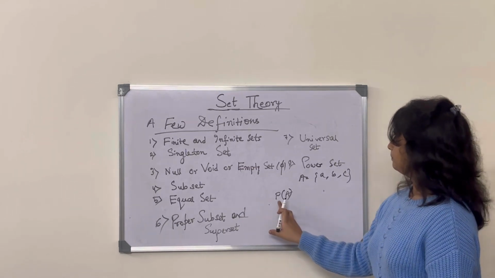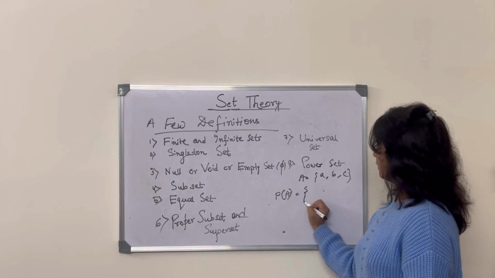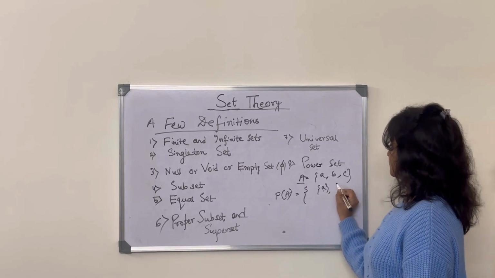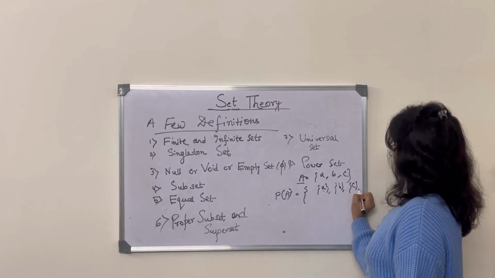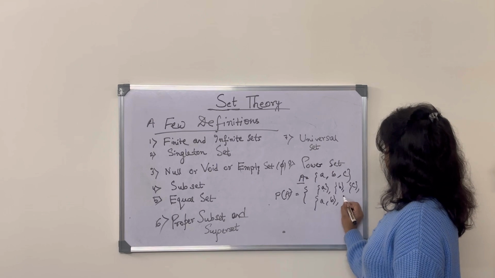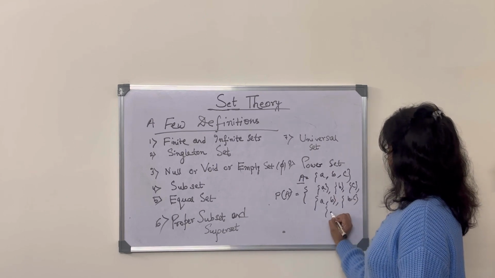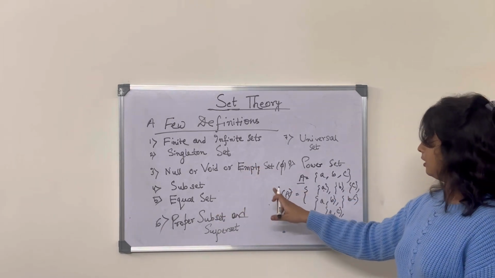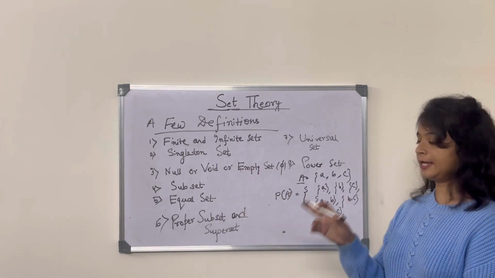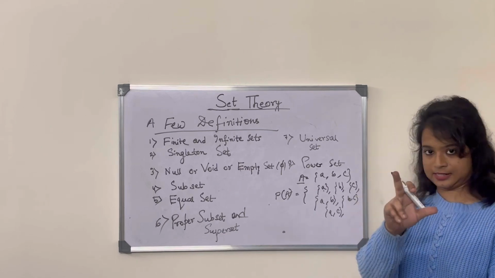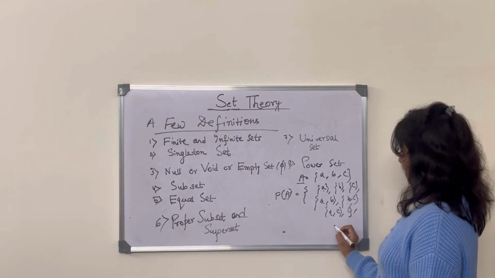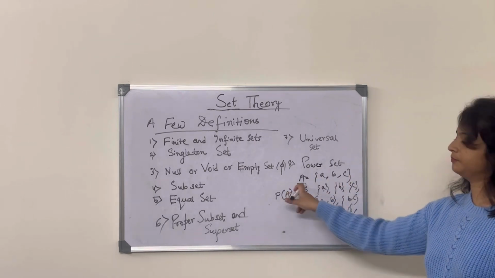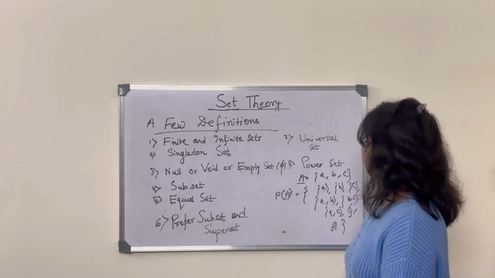Okay, so P of A, that is the power set of A, is equal to every subset of that set. What are the subsets? Singleton sets here, and also the combination of two elements here, and also phi, because we will prove later that phi is a subset of every set and every set is a subset of itself. So phi also, and A means {A, B, C}. So this is the power set of that set. So these are the definitions.